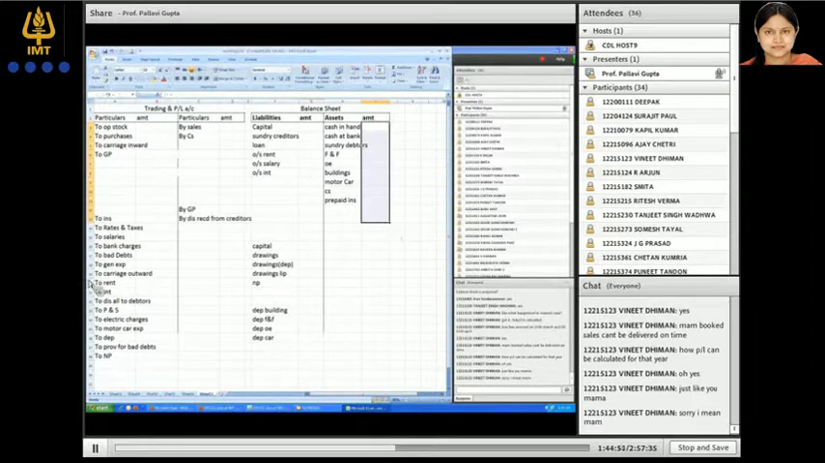Can somebody tell me the page number in your books? My book's page number and your book page number is different.